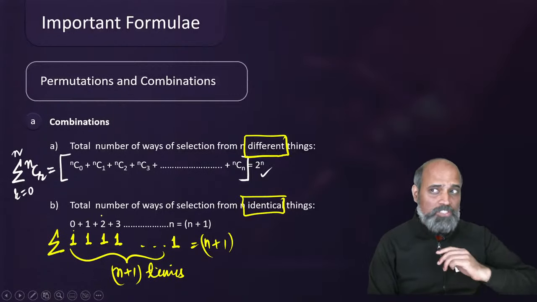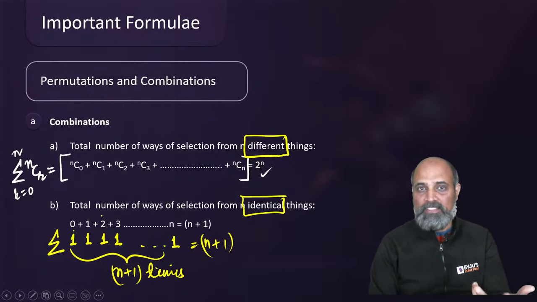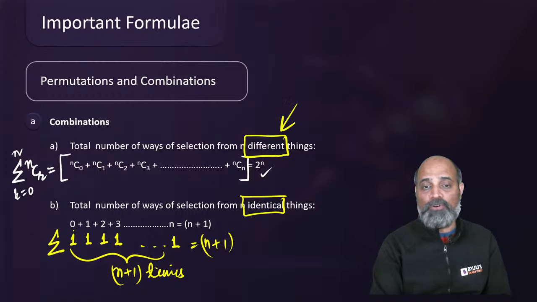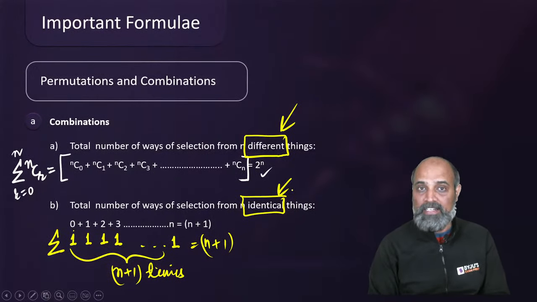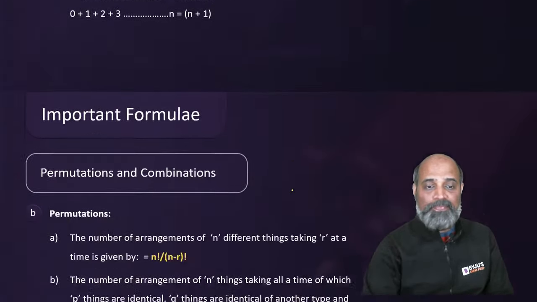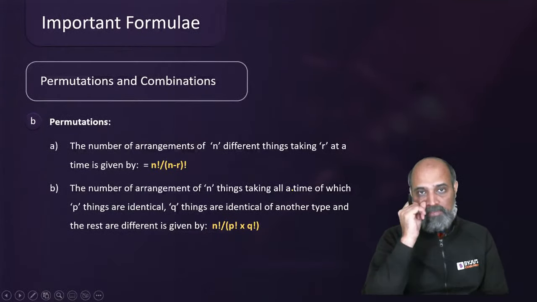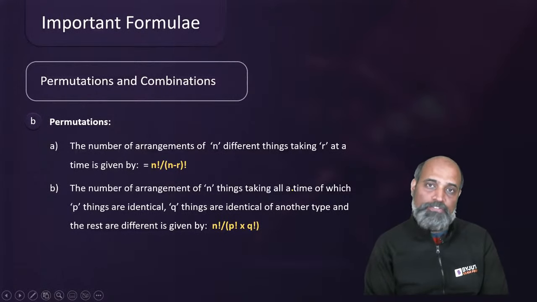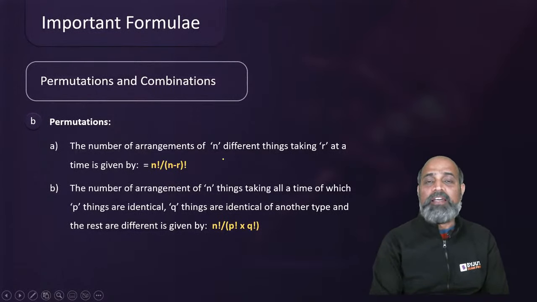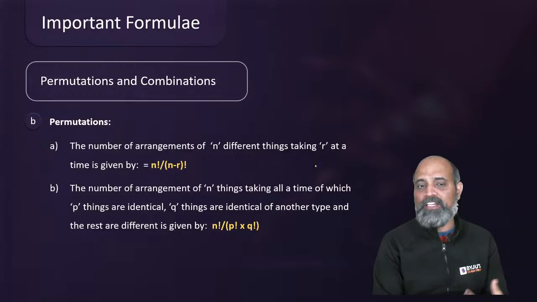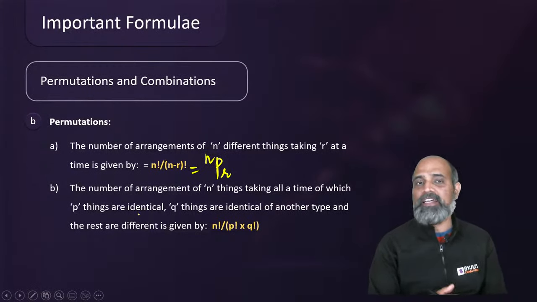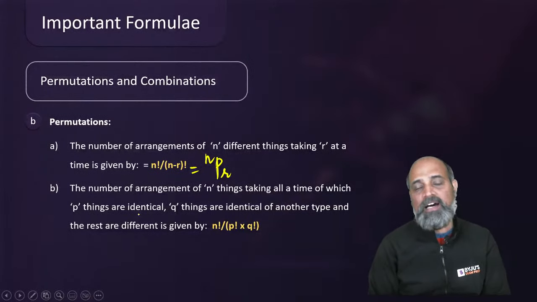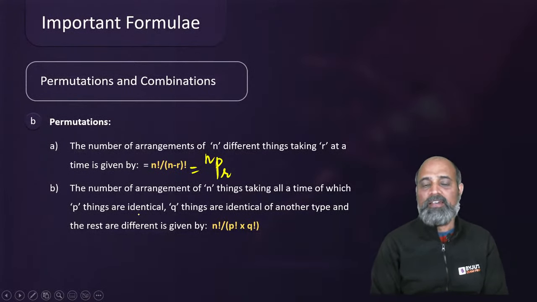So just don't straight away use NCR. You need to very carefully know: are we dealing with different or distinct objects, or are we dealing with identical objects? Permutation is also known as arrangement in a lot of scenarios. The number of arrangements of n different things is given by NPR, and NPR is written as n factorial upon (n minus r) factorial.